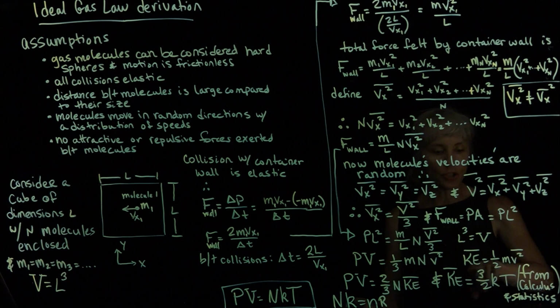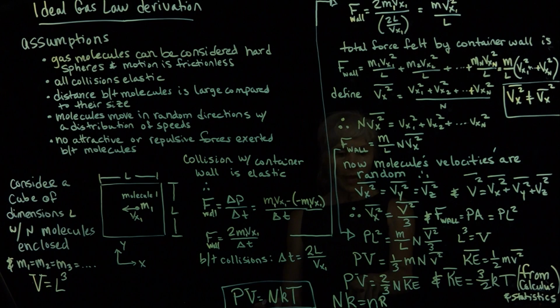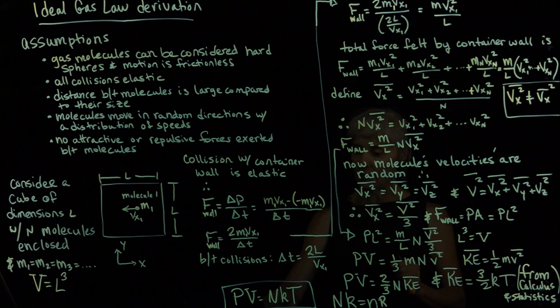So I'm going to substitute in now then for KE as 3/2 kT, and when I do that, I get that P times V is 2/3 N times KE average. Substituting this in, you see that when I put in 3/2 kT, the 2/3 and 3/2 are going to cancel, and I'm going to be left with PV is equal to NkT, where N is the number of molecules, k is Boltzmann's constant, and T is the temperature in Kelvin. So this is the ideal gas law.